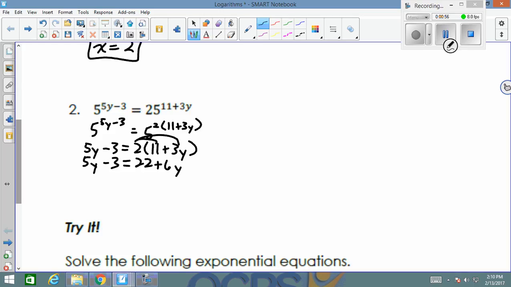Okay. Subtract the 5y from both sides. We're going to subtract the 22 from both sides. Those cancel, so I get negative 25 equals y.